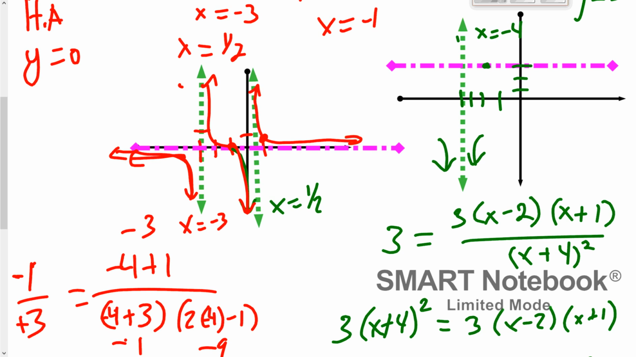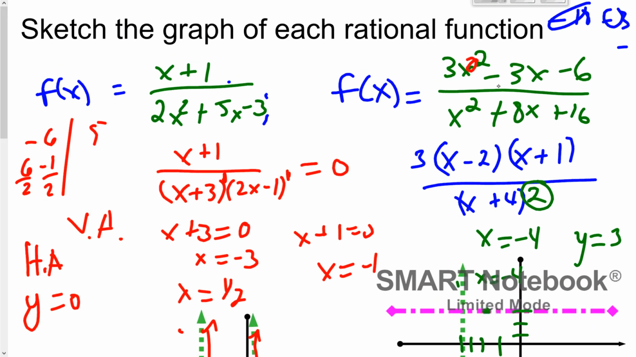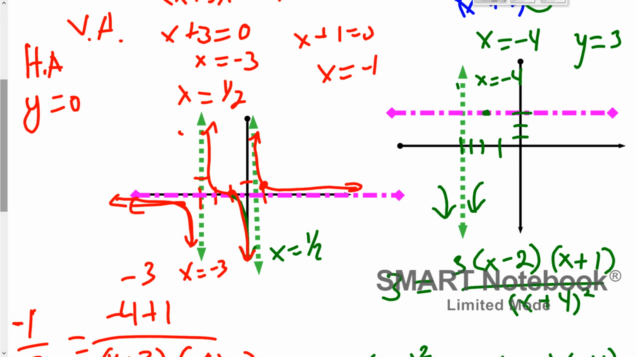Okay, now that we know where it crosses, now we can just plug in some points, right? I probably want to plug 0 into the original one, because 0 would be 0 here, 0 there, so I get negative 6 over positive 16. So that is negative 3/8, something smaller than 1, so down here somewhere.